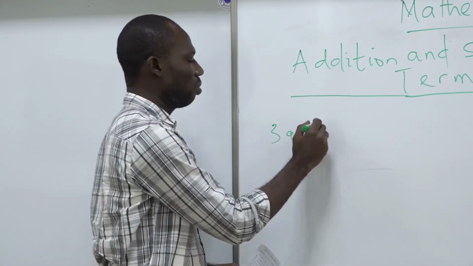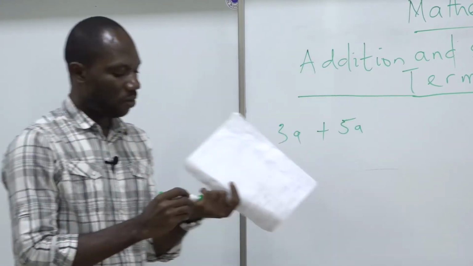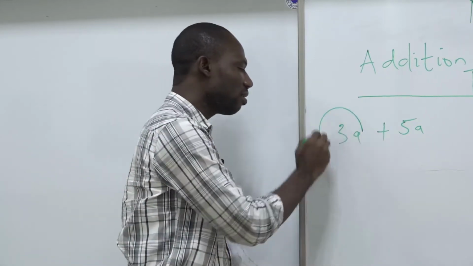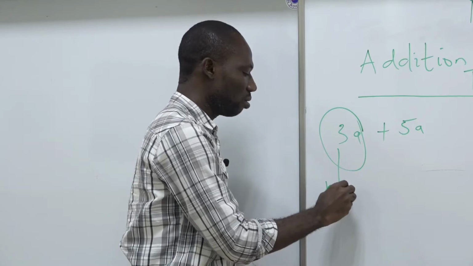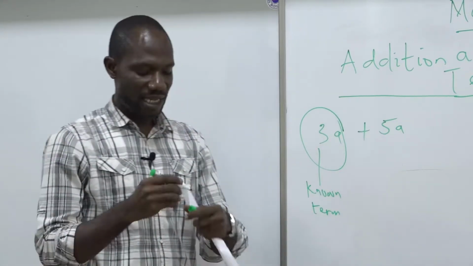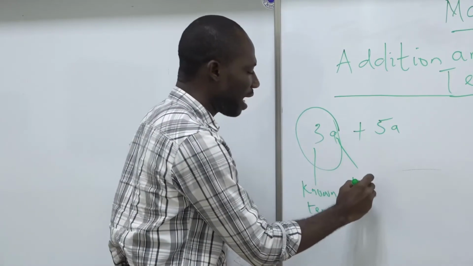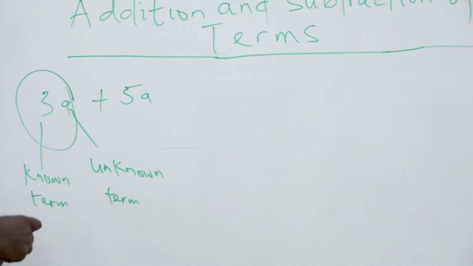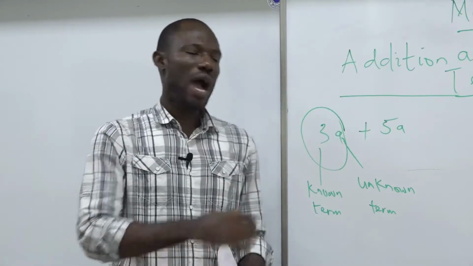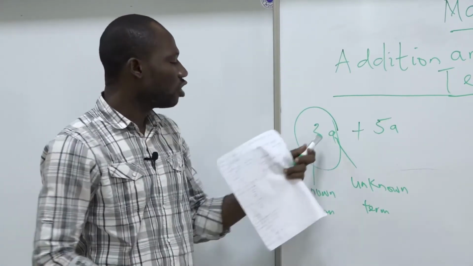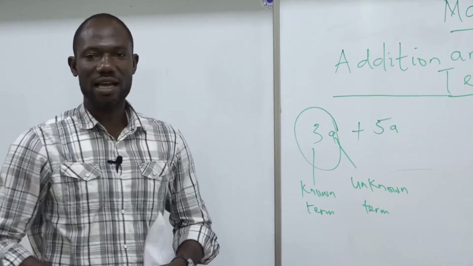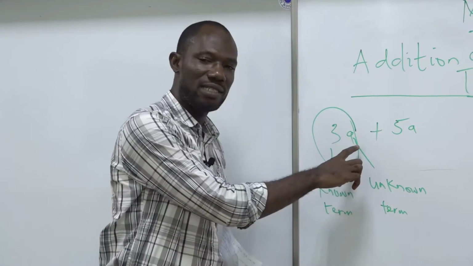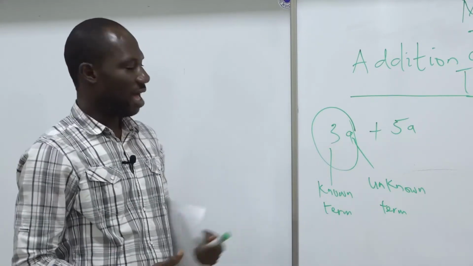3a plus 5a. Now, this is an algebraic term. And here, in this case, we have 3 as the known term because it is the number. And here we have the unknown term, the a. a is the unknown term there because we don't know the number contained in that letter, that I also call the variable. Here is the value, here is the variable. But in this case, we'll be calling this the known and the a the unknown. Our 3 is the known and the a is unknown.